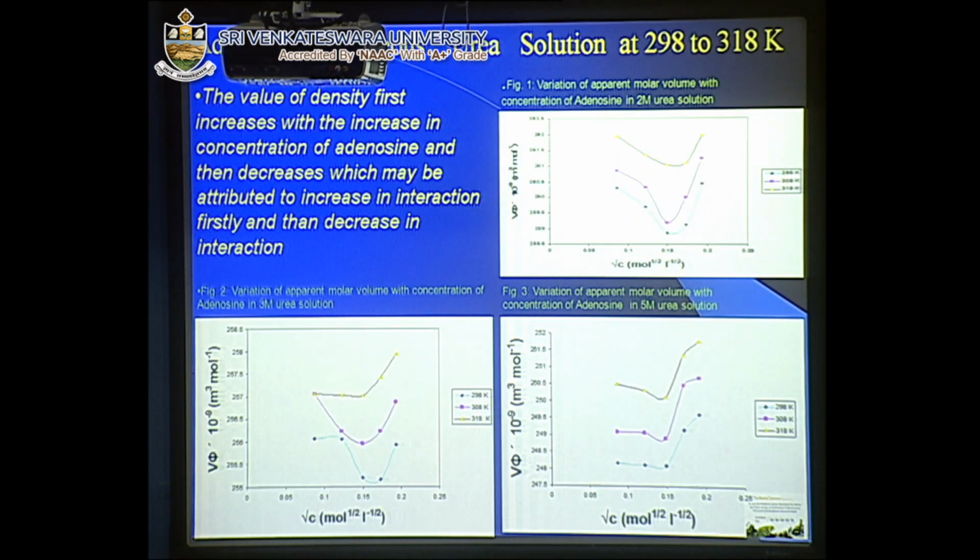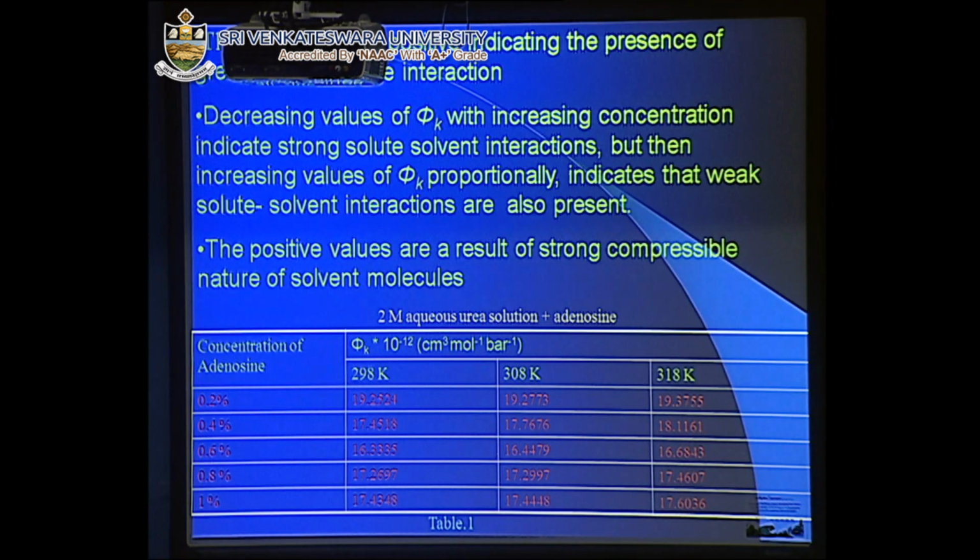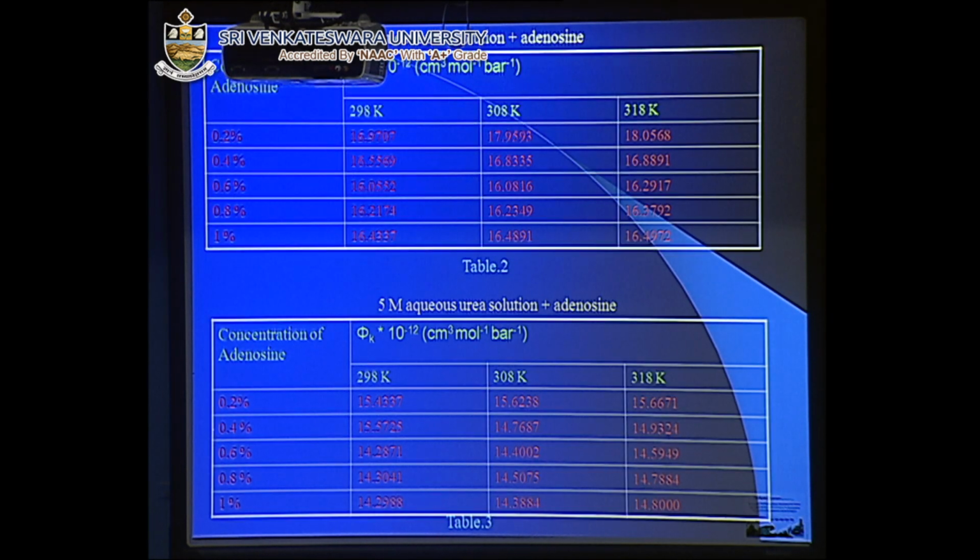This is an adenosine aqueous solution at 298 to 318 Kelvin. The value of density first increases with increase in concentration of adenosine, and then decreases, which may be attributed to increase in interaction and then decrease in interaction. Then by using the density, we calculate the apparent molar volume and partial molar volume. Partial molar volume values are positive, which indicates the presence of greater solute-solvent interactions, and decreasing values of apparent molar compressibility with increasing concentration show strong solute-solvent interactions, but then increasing values indicate that solute-solute interactions are also present.